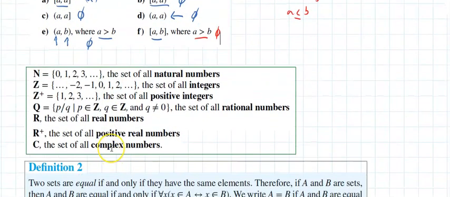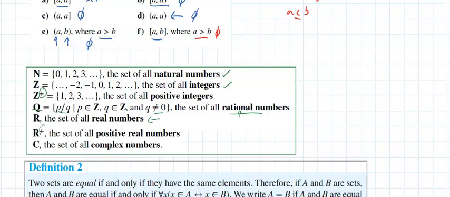Now, this is the notation that they use. For natural numbers, they use capital N. For integers, they use Z, and the positive sign indicates only positive integers. Q are all the rational numbers. These are numbers that you could write as a fraction in which the top and the bottom are integers, except the denominator cannot be 0. Real numbers consist of rationals and irrational numbers.